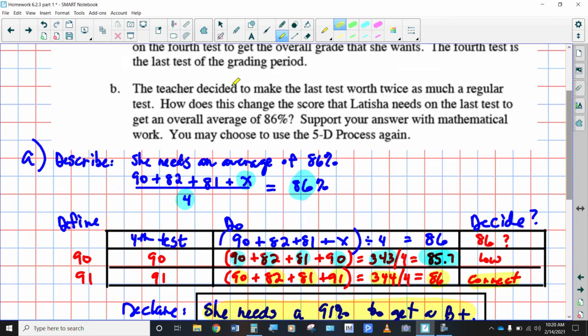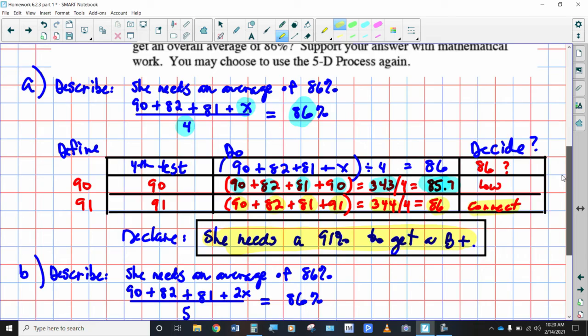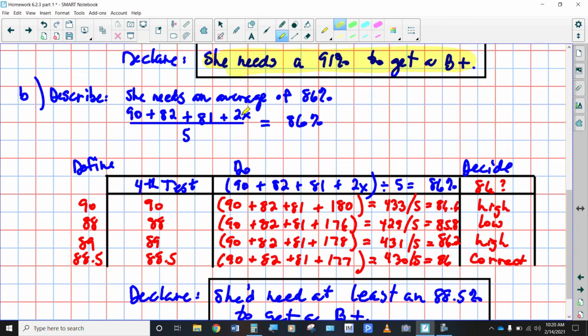Okay? The teacher decided to make the last test worth twice as much as a regular test. How does this change the score that Letitia needs on the last test to get an overall grade of 86? All right, if this one is worth twice as much, then it's kind of like taking 2 tests. So if on the 4th test she gets a 90, then that would be worth 180 points that you'd add in, but you've got to divide by 5 now, not by 4. That would be the part where it would be tricky, okay?